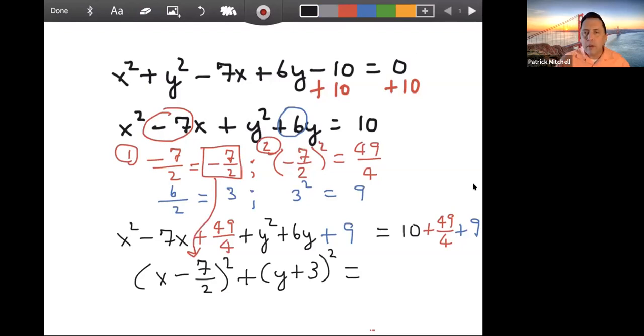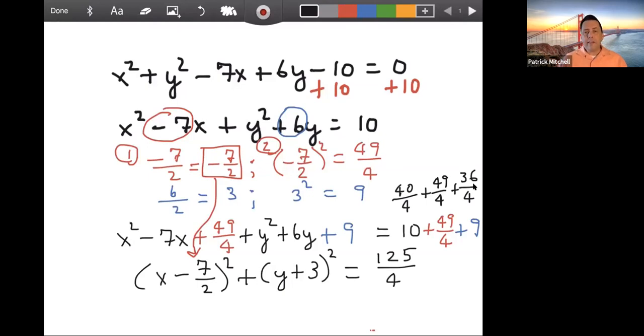Okay, now let's see, how are we going to add 10 plus 49 fourths plus 9? Well, I was going to try to do it in my head, but better play it safe. This is 40 over 4. This is 49 over 4. This is 36 over 4. Let's see. So when you add, 40 plus 49 is 89. 89 plus 36 is 125. Yeah, I think that sounds right. Over 4.